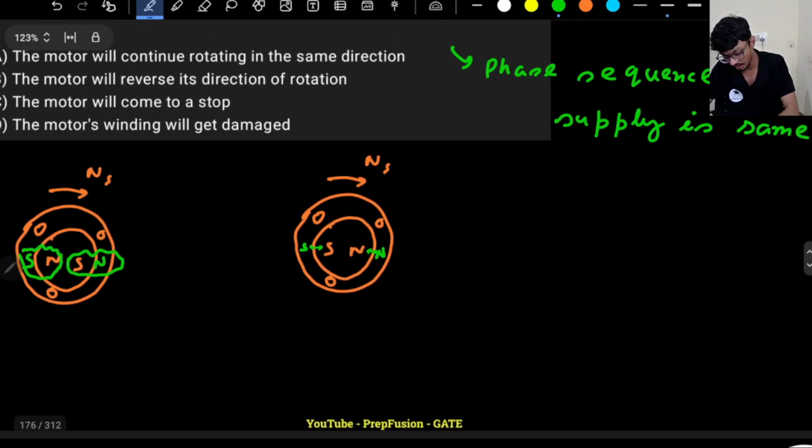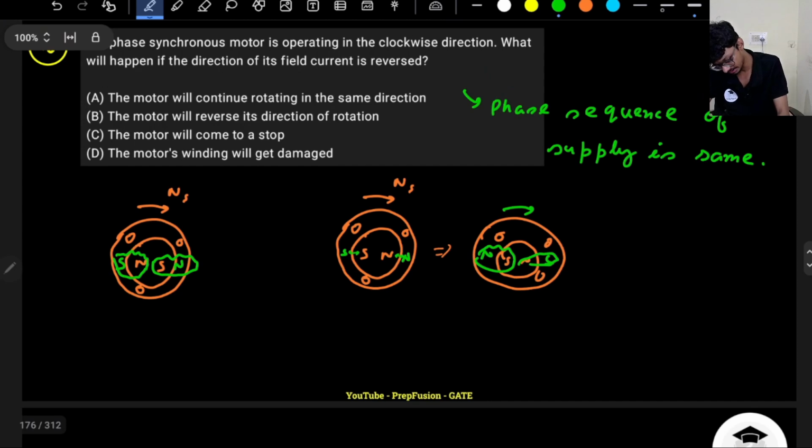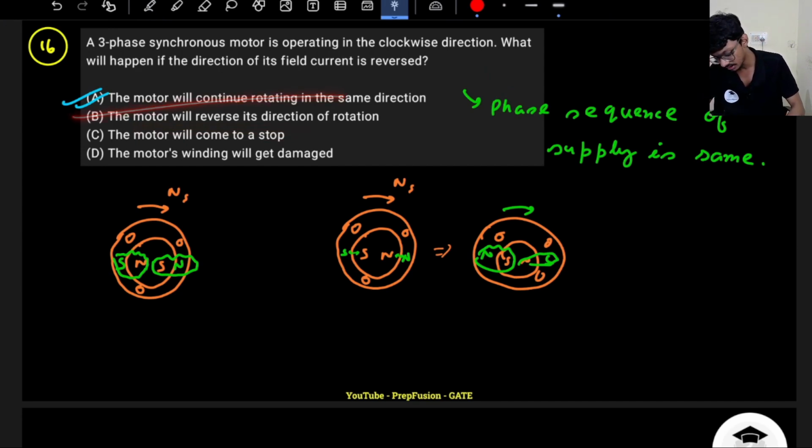So after one half cycle, what will happen again? Of course, the stator magnetic field is rotating. If the stator magnetic field is rotating, my windings are here, but the stator south pole will come here, north pole will come here. Still, let's say the rotor has the south pole here, north pole here. Again, they will form a bond, that is alignment torque, and again they will rotate in the same direction. So they will actually continue to rotate in the same direction. Option A will be correct. Many people will think that the motor will reverse its direction of rotation, right? No, nothing like that will happen. They will continue to rotate in the same direction. Okay, so this is a trick question.